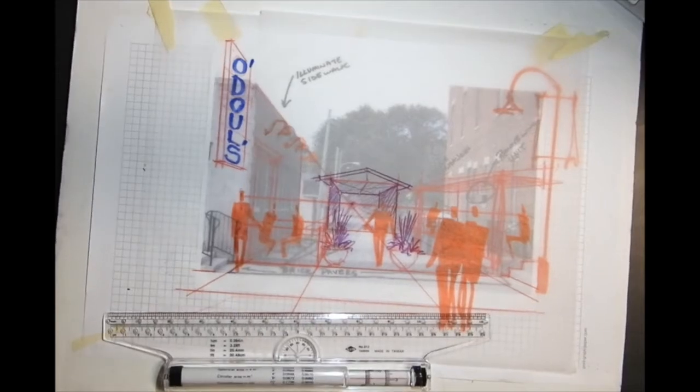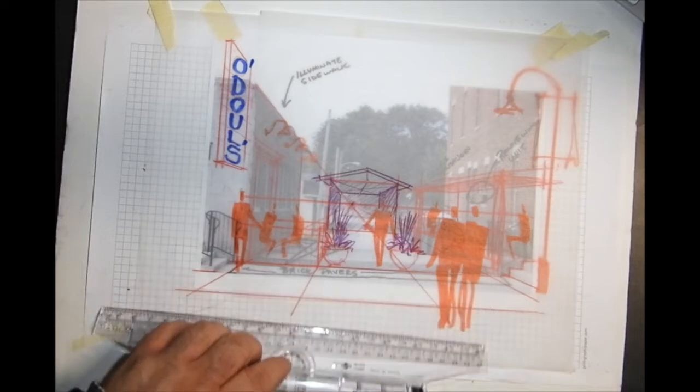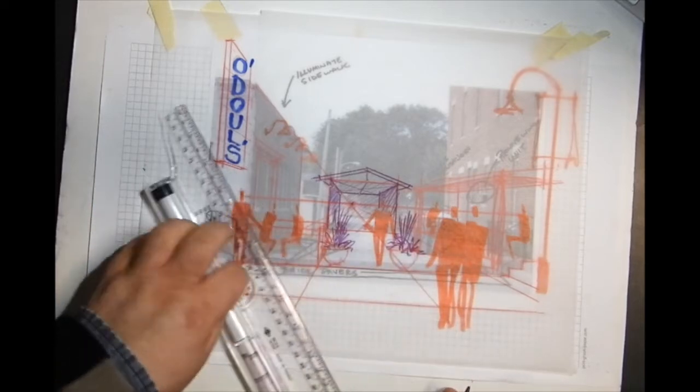How many of you did Travis's Saturday workshop in LA? A couple of you, yeah. So this was a very similar exercise, I think. Yeah. Okay.